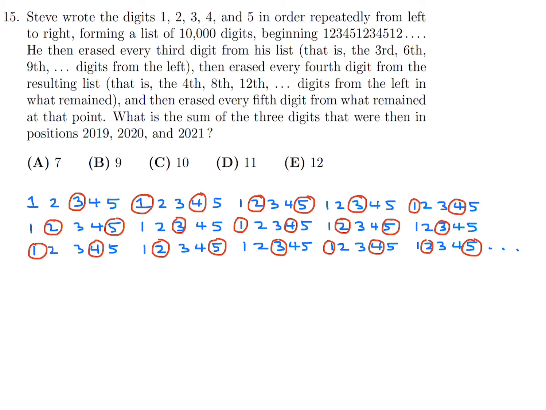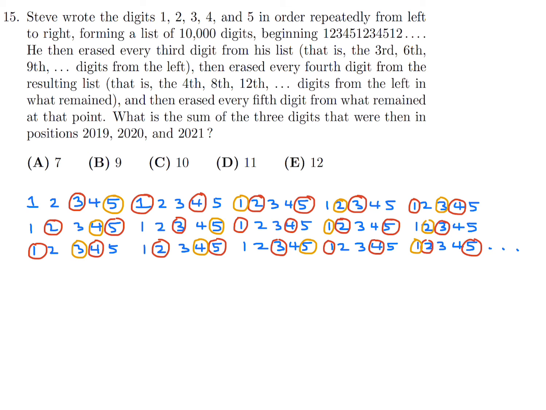Okay, now let's do the next thing, which is he then erased every fourth digit of the resulting list. So all these numbers I circled, they're gone. Now what's left, I only look at those and circle or erase every fourth digit. Okay, so 1, 2, 3, 4, here we go. You notice I'm only doing it for the ones that are remaining. 1, 2, 3, 4, and so on.